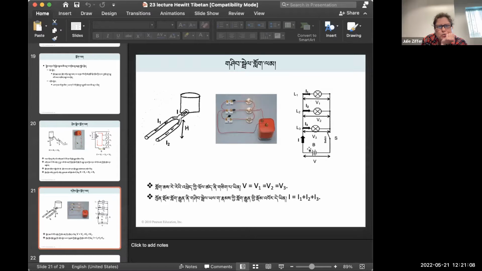Okay, so what I'm saying is if as an electron, you ever have a choice as to which light bulb you go through, if you ever get to make that choice, it is a parallel circuit.